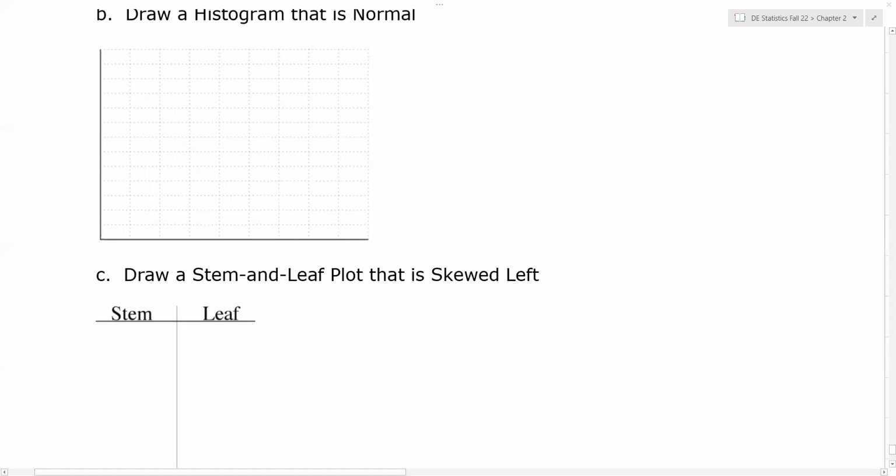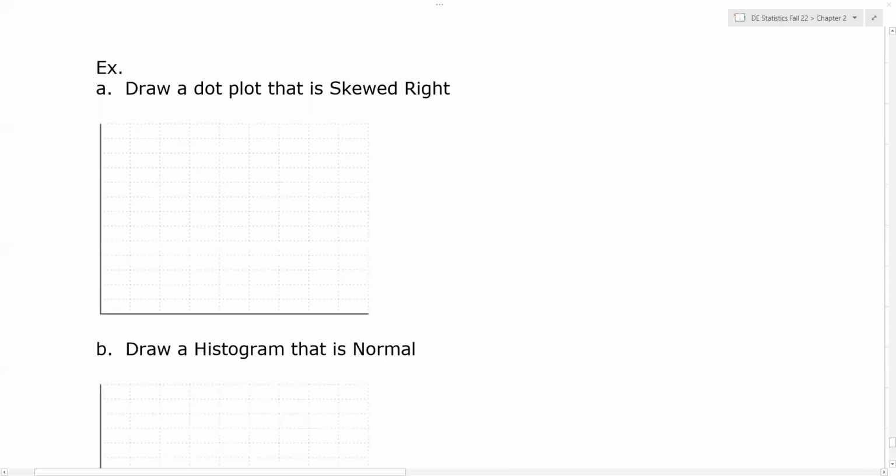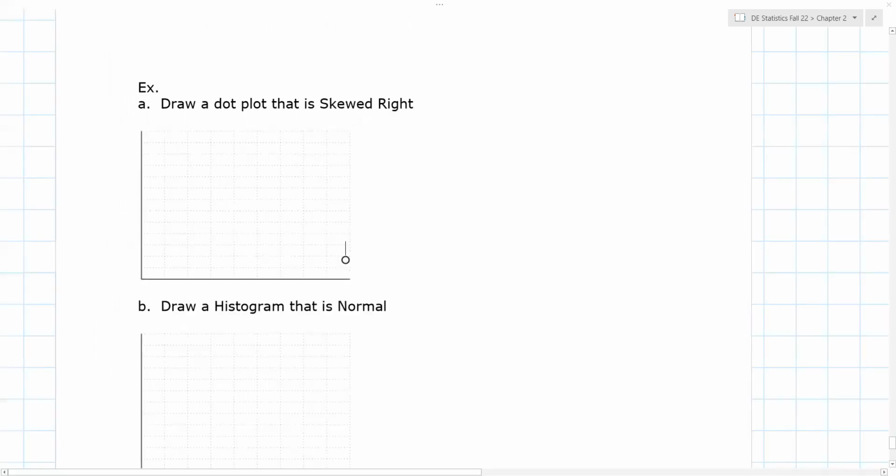All right, so a dot plot that is skewed right. I'm going to start off, I'm just going to go 1, oh, for some reason, my pen is not working.